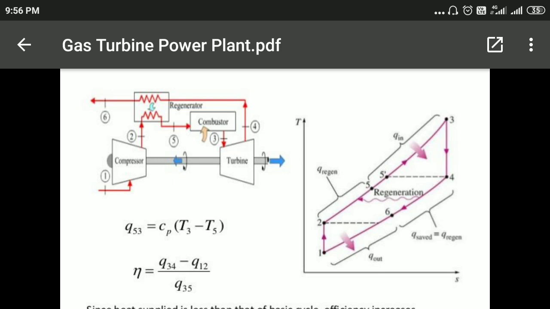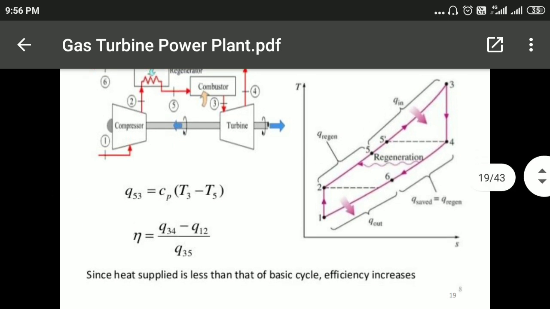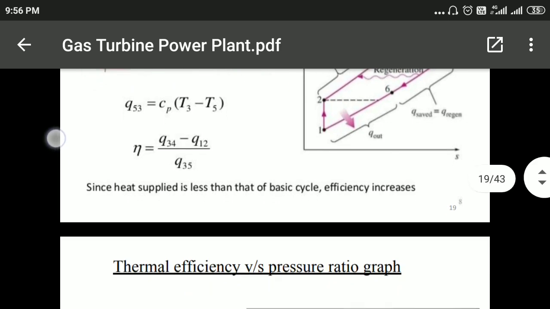Then 4 to 6 is the drop in temperature of the exhaust gases coming out of the turbine, which exchange heat with the air coming out of the compressor and going into the combustion chamber. The TS diagram is also given there, where the processes are simple, and the efficiency is also given.